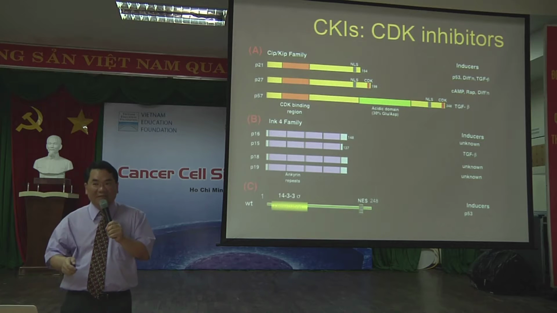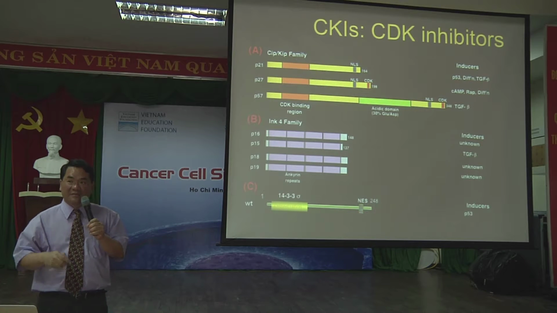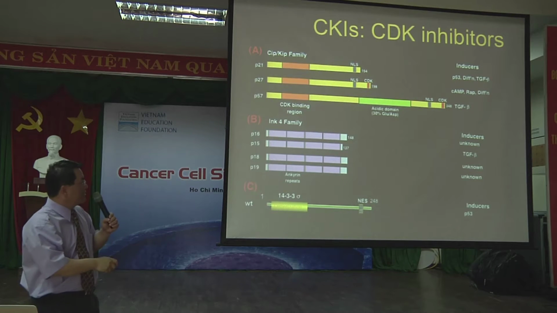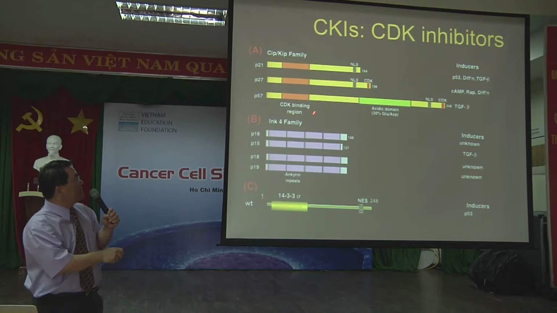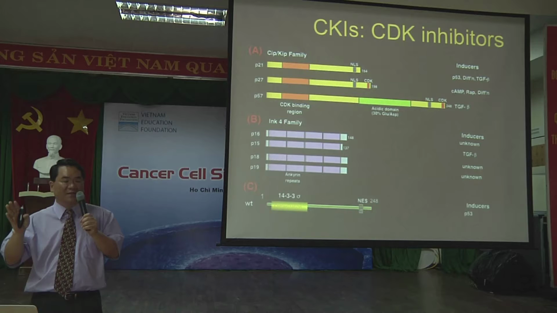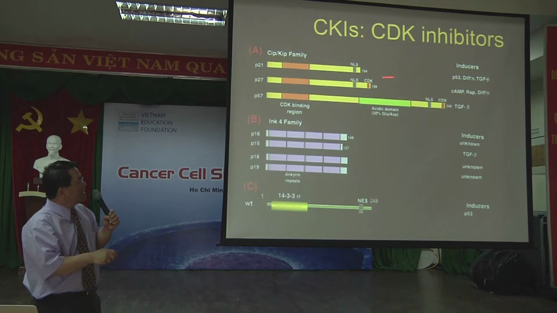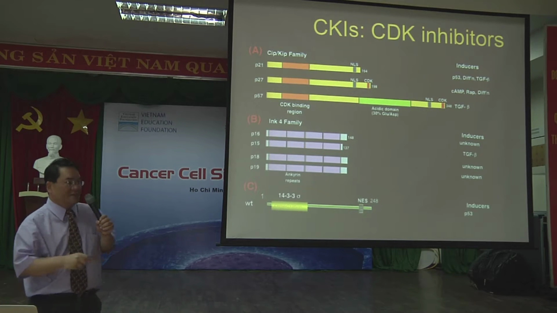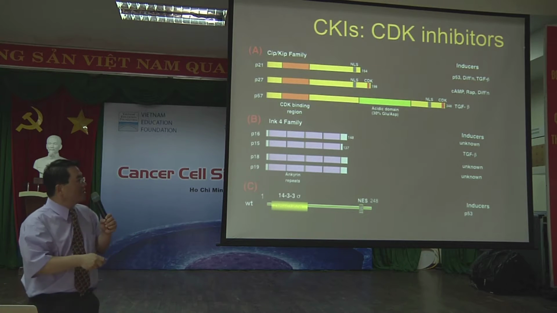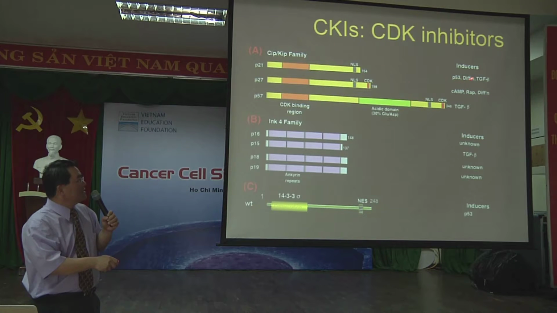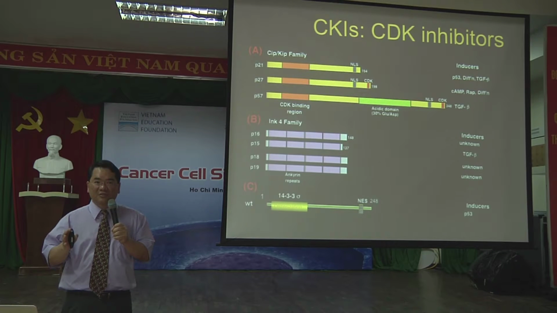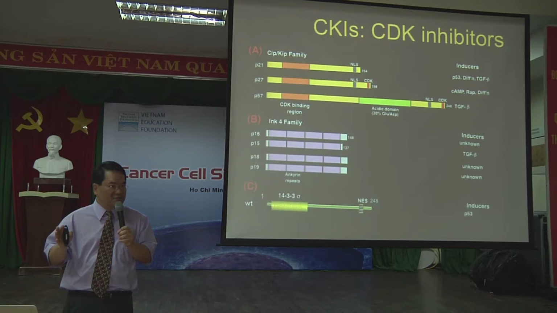These are what we call a family because their protein structures share the same domain. For example, for the CIP/KIP family, at the N terminal, they all have a CDK binding domain. And then P21 and P27 are importantly induced by important signals. For example, P21 is induced by P53 or TGF-beta. P53 is the number one tumor suppressor gene protein.